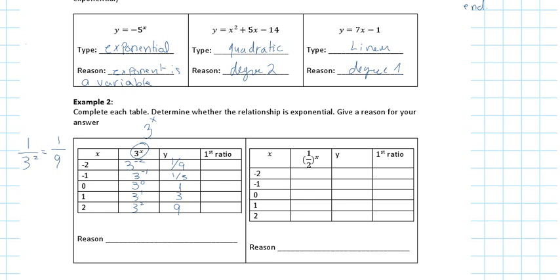Now, if you want to find out your first ratio, what do you have to do? Divide what by what? Don't say just divide. You divide the y value. So the first one you're going to divide 1 over 3 divided by 1 over 9. How do you do that though? You have calculators. Put 1 over 3 in bracket.